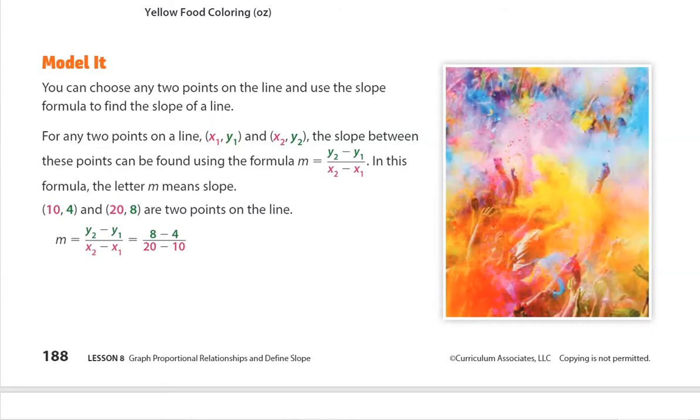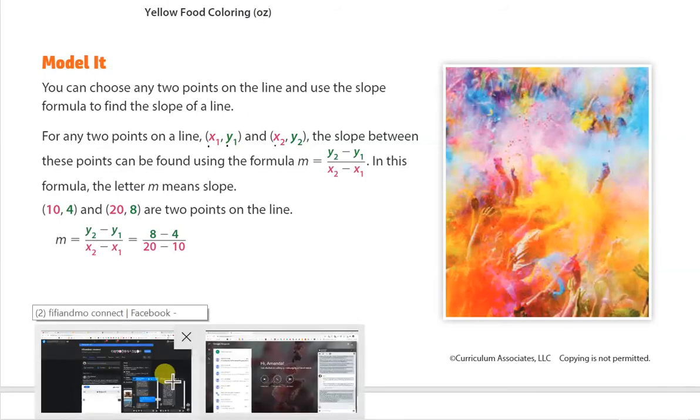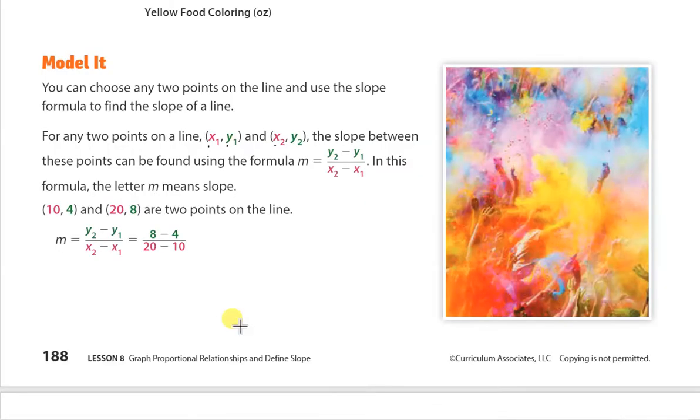Okay, so you can choose any 2 points on the line to find the slope of a line. So this is how you do it if you don't have the actual graph or a picture. You just have the points. So you take the 2 points. There's the first point. There's the second point. And you set it up like this. The y's go on top because that's the vertical change. The x's go on the bottom because that's the horizontal change. These are the rise. These are the run. And you calculate it by putting the second point first and the first point second, and you find the difference.